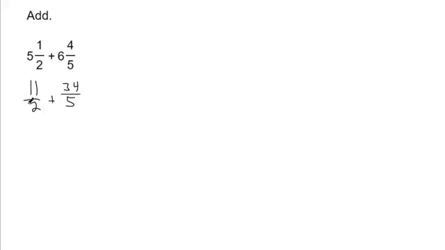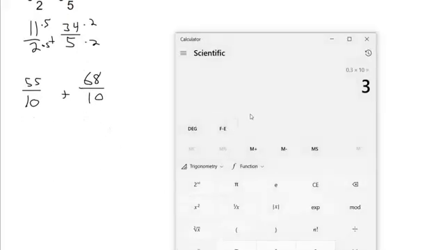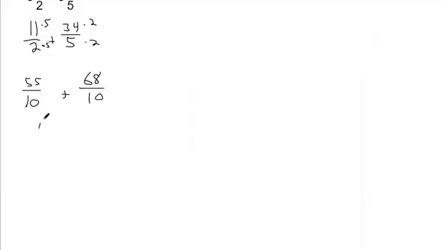And now, to add fractions, we have to have common denominators. So you can always multiply by the other fraction's denominator. So I'm multiplying this fraction by the other fraction's bottom, and this fraction by the bottom of the other fraction. So it gives me 55 over 10 plus 68 over 10. And they've got common denominators because of that trick. And so now that they have common denominators, we can add the numerators. It makes 123 over 10.